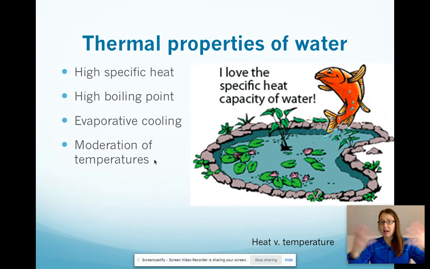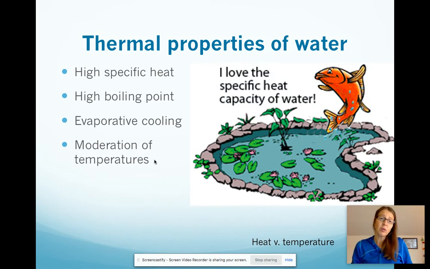And then again, lakes and oceans and other things like that can keep a nice moderate temperature for life that's living within them. Water also has a very high boiling point. It's liquid at normal temperatures on the planet, so it takes a lot of energy to get it up to the point where it's going to turn into a gas and not be as useful to us.